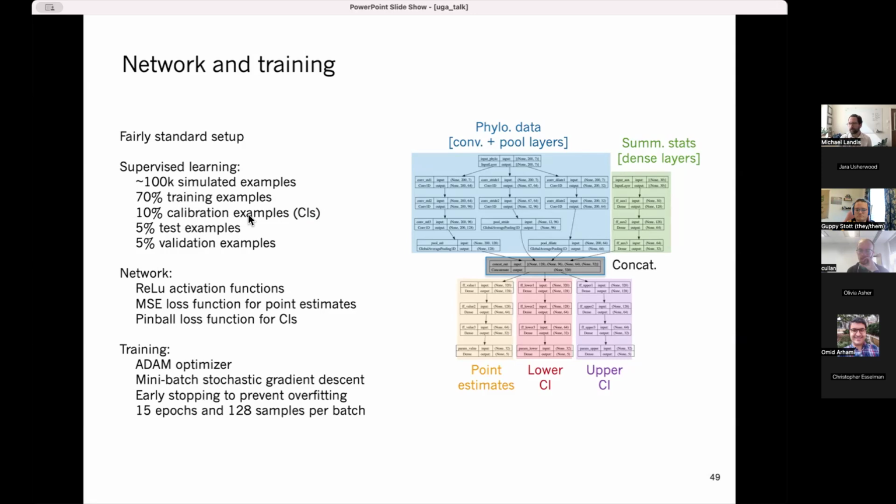We also estimate what are called conformalized prediction intervals, and so we have a small calibration data set that we withhold. It looks like this should be 20%. I didn't add properly. For the network, we use ReLU units, mean squared error for loss. We use a pinball loss function for our prediction intervals. And then for training, we use an Adam optimizer, mini batch with stochastic gradient descent, et cetera, et cetera. None of this is too complicated in terms of how complicated network architectures can get.